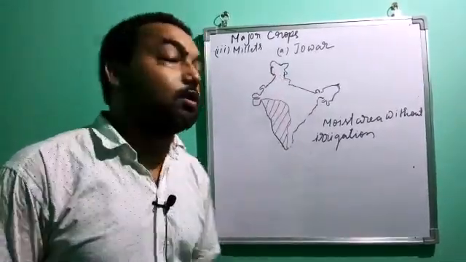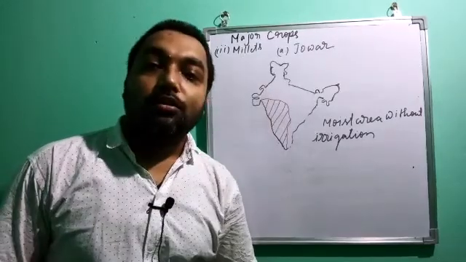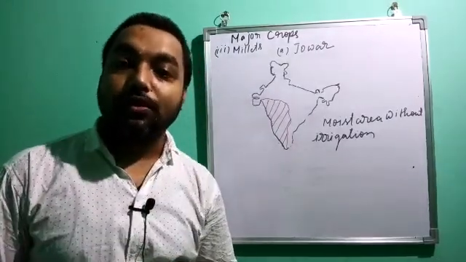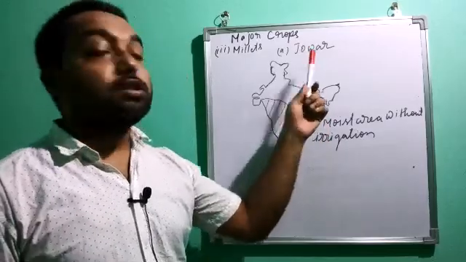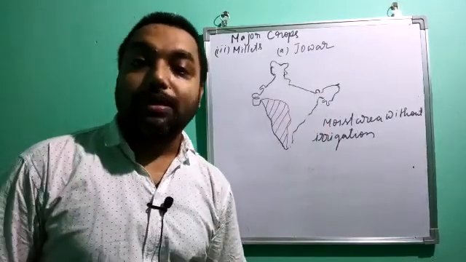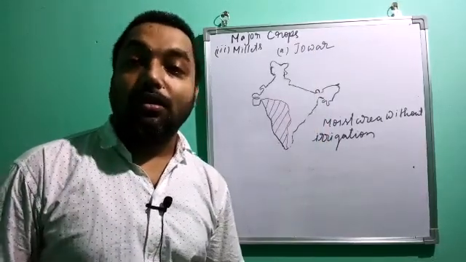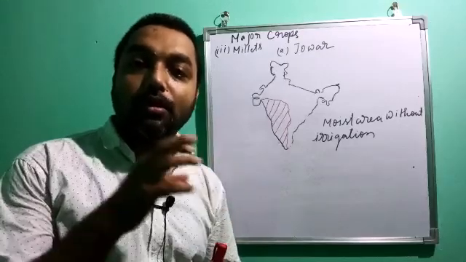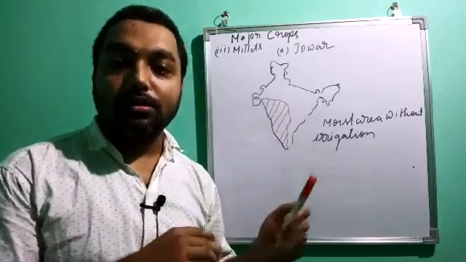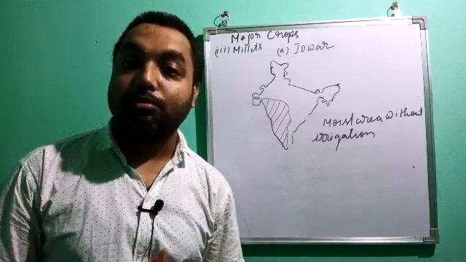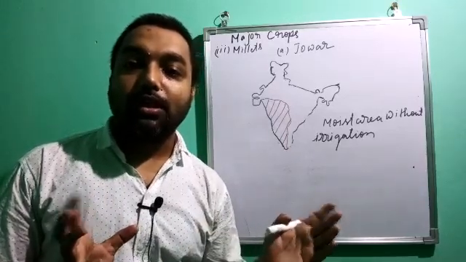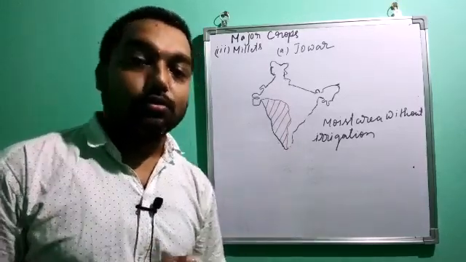So the next important crops are millets. In millets there are three different crops, which are called coarse grains. The first one is jowar. Jowar is the most important crop, or the third most important crop after rice and wheat, in terms of production area. In a very huge area, jowar is produced.